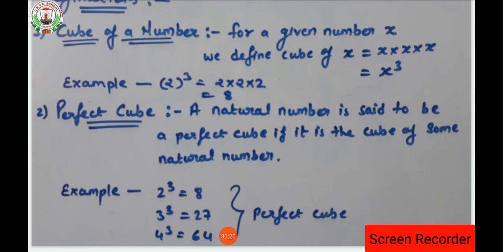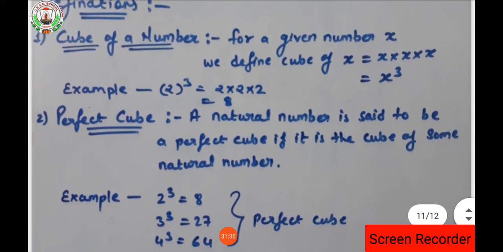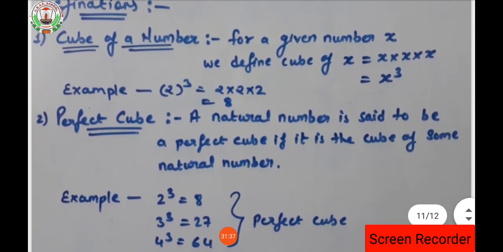8 is a perfect cube. 27 is a perfect cube. 64 is a perfect cube. Why are we saying this is a perfect cube? Because when we do it by the prime factorization method or the long division method, we are going to find the groups of the numbers. That's why it is said to be a perfect cube.